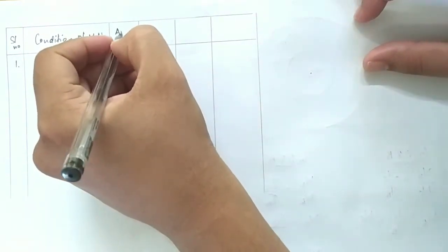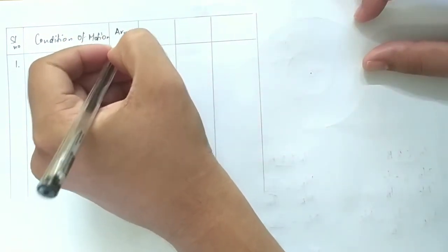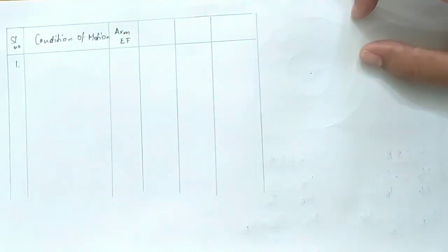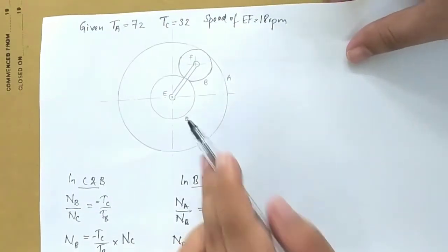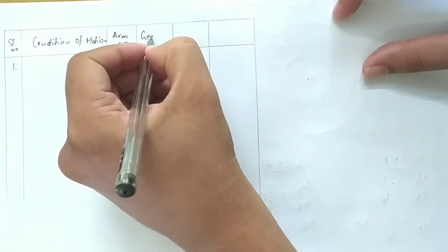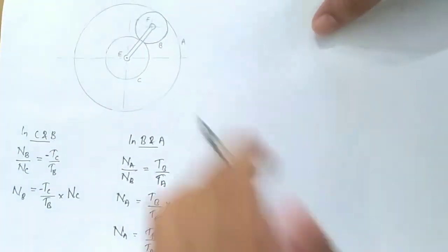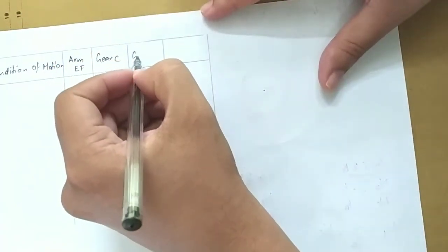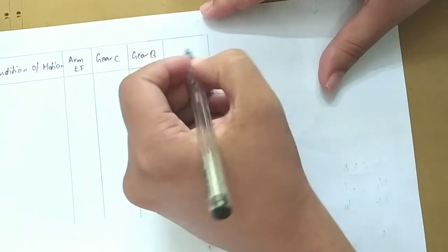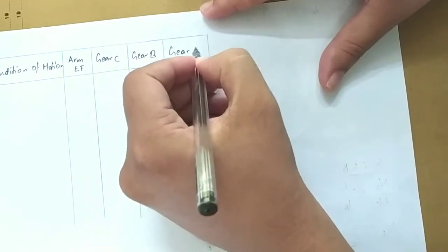So arm EF will be first. Then which gear you are taking first, that you have to mention here. So first is the center sun gear. You can see sun gear C you have taken, so you can take it here. Gear C. Then from inside to outside we are taking: next you take B, then you take A. Gear B, and finally gear A.